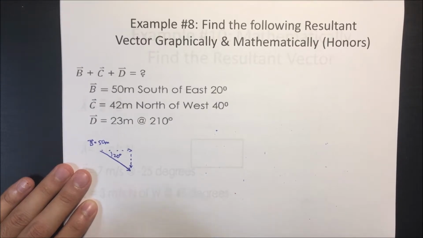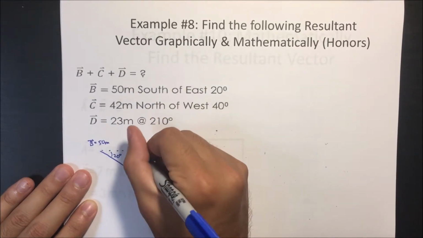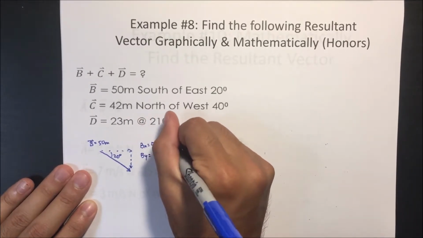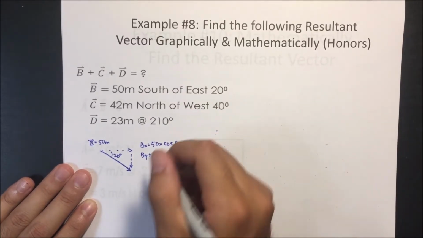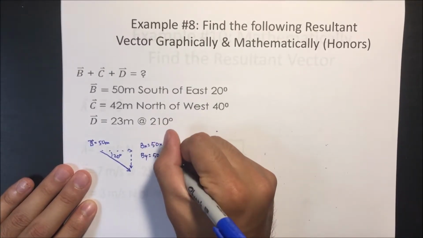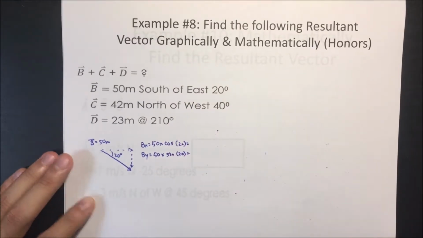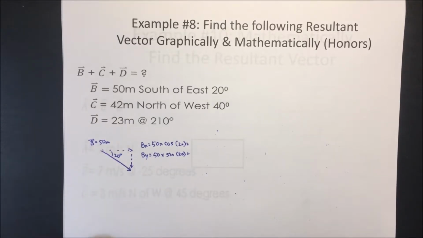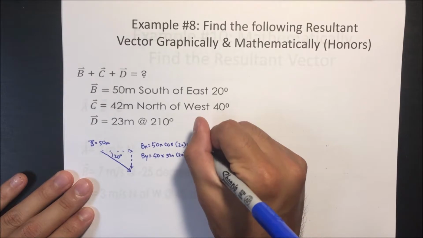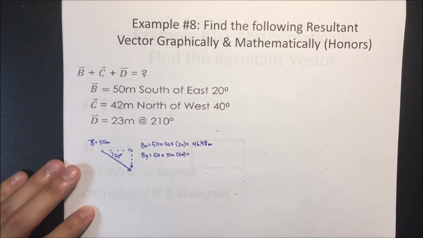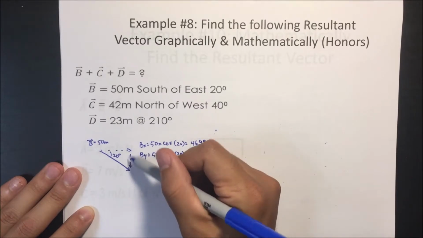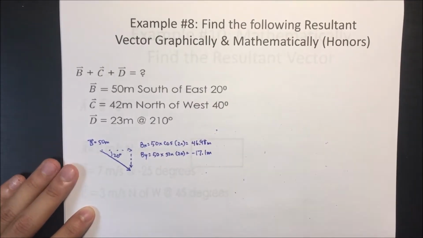Now we want to find how much of it is in the x direction and how much is in the y direction. For the x, we're doing 50 times cosine of 20, and for the y, 50 times sine of 20. Let's see what we get. 50 times cosine of 20 equals 46.98 meters, and 50 times sine of 20 equals 17.1. But this one is going downwards, so this should be negative.